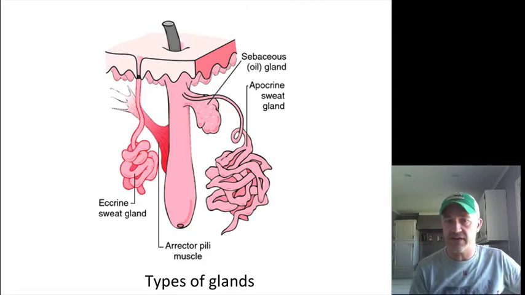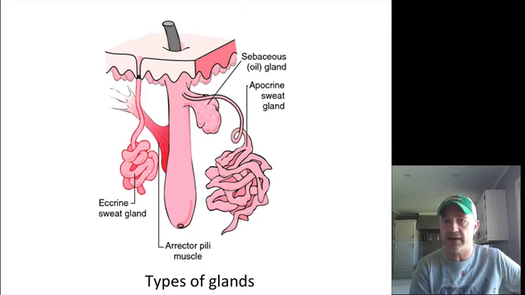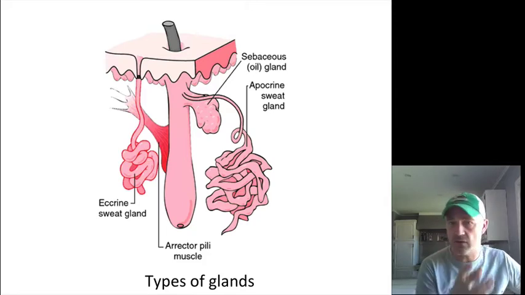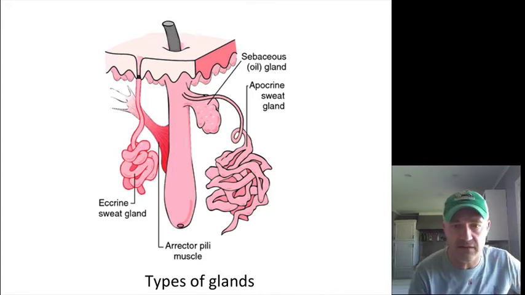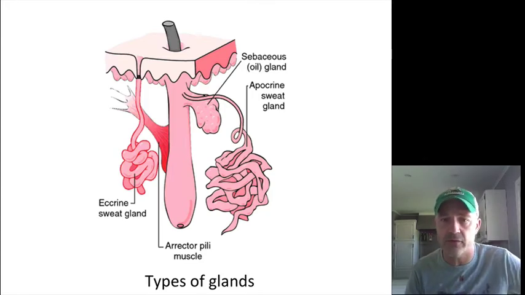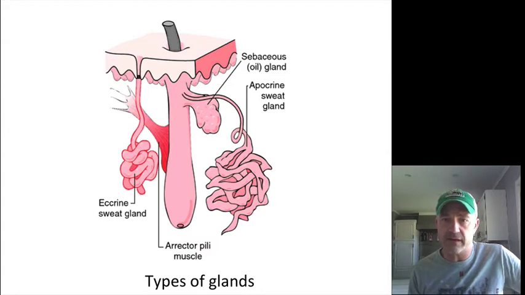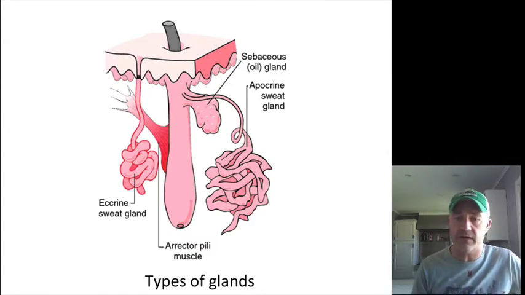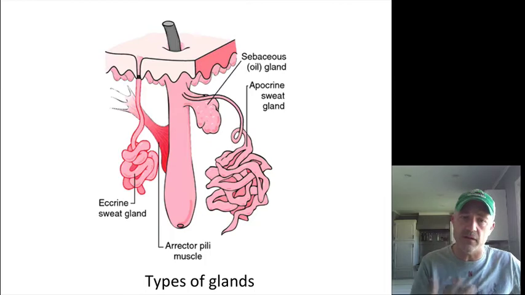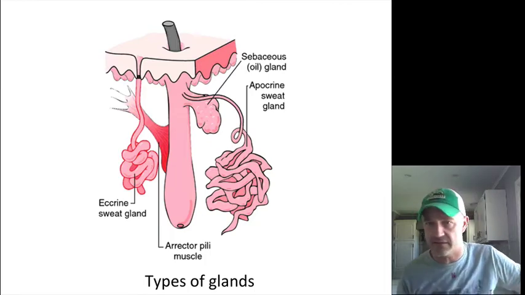So you can see an eccrine sweat gland, that is your thermoregulatory sweat. It is going to have its own little duct, separate from a hair follicle, that it's going to excrete its stuff out through, whereas both an apocrine sweat gland as well as a sebaceous oil gland are going to dump their contents into a hair follicle.